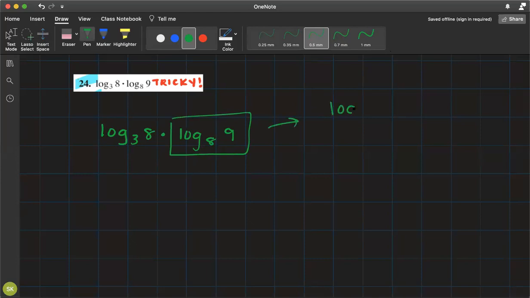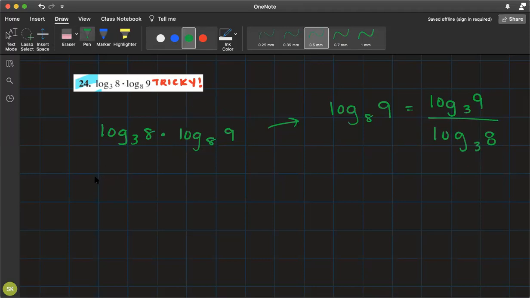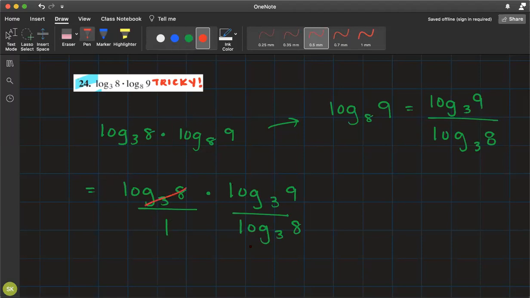Notice that for log base 8 of 9, we said that we can use this change of base formula. We said it was any log that we wanted with the 9 here, and then we put the log with the smaller number down here. And you can use any base you want, and I'm going to use base 3. There's a reason for that. Because if I do that, I get log base 3 of 8 times log base 3 of 9 over log base 3 of 8. And then, since this is over 1, notice that these two cross out, and I'm just left with log base 3 of 9.